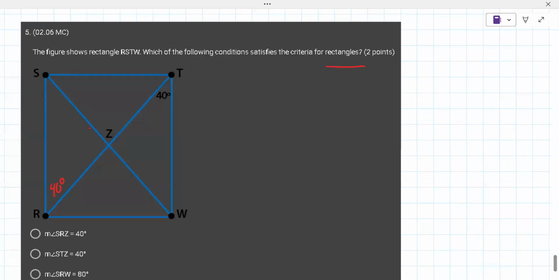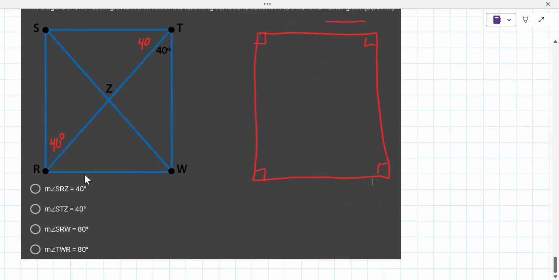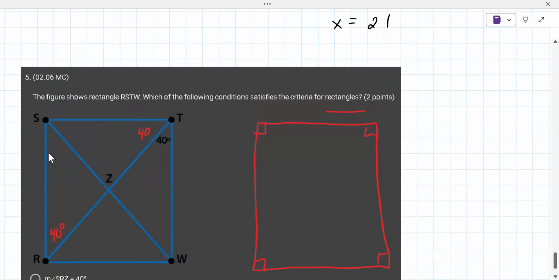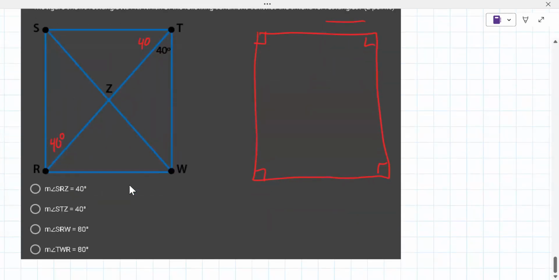STZ is 40. There's a problem there. For it to be a rectangle, it has to have 90 degree angles, and this one sure doesn't. SRW is 80. That means the whole thing is 80. That doesn't seem right either. TWR, the whole angle is 80. That's wrong too. So the only one that makes sense is this first one.